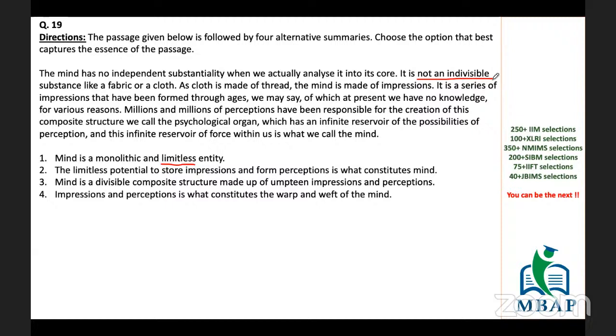Okay, so fourth one. Fourth one says that impressions and perception is what constitutes the warp and depth of the mind. Okay, so fourth is again true, but however, here again the main idea of mind being limitless is missing, because passage is again and again giving emphasis on how our mind is limitless in capturing the impression, its potential of storing those impressions. So that point is missing. Okay, though this one is also true and this one is also true. Okay, both are talking what we are actually talking in passage.